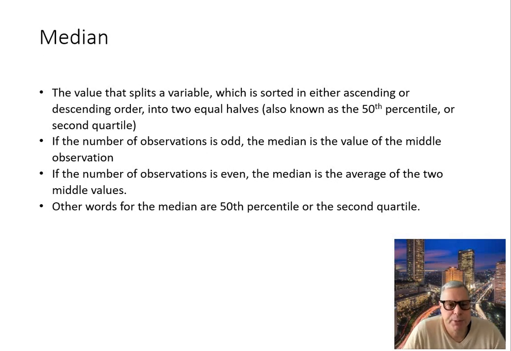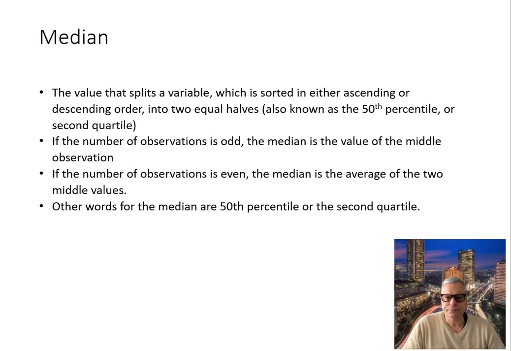Okay, let's talk next about the median, our second measure of central tendency or location. The median is the value that splits a variable or data into two equal halves after the data has been sorted. For example, you may hear median income. If you take a country, when you line up the people in that country from their lowest to the highest income, and then you go to the middle, that would be the median income.